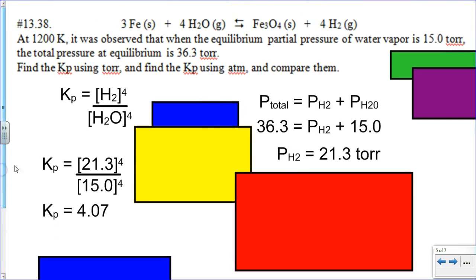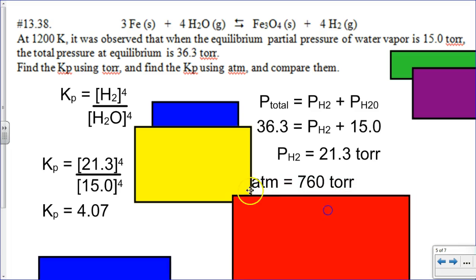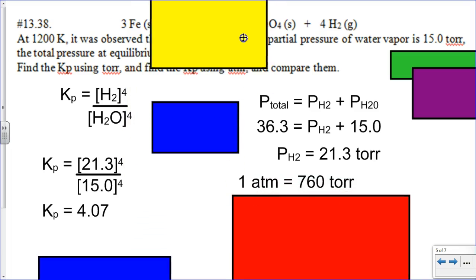Now, if we want to try this in atmospheres, we have to convert our torrs, both the 15.0 of the water vapor and the 21.3 of the hydrogen gas, into atmospheres. The conversion for torr to atmosphere is very simple. It's just simply 1 atmosphere equals 760 torr. So, pause the video please and try to turn your 15 torr and your 21.3 torr into atmospheres now.